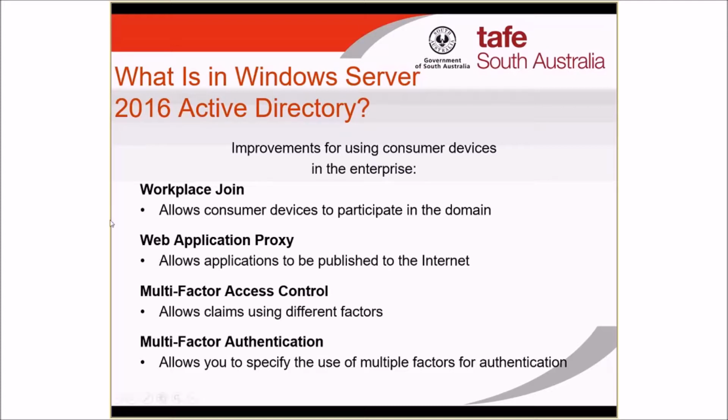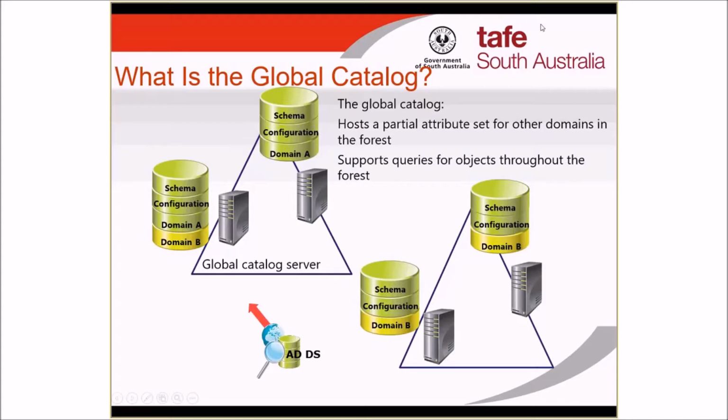So let's continue. There's also a global catalog server in Active Directory. The global catalog server hosts a partial attribute set for other domains in the forest and supports queries for the objects throughout this forest. It's a bit like the idea of the yellow pages. Okay, so just, you know how it is.